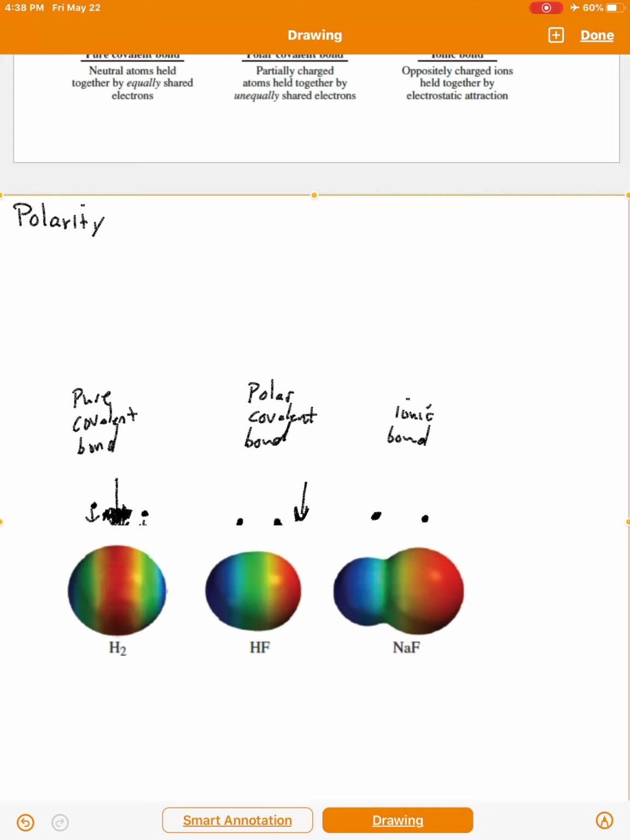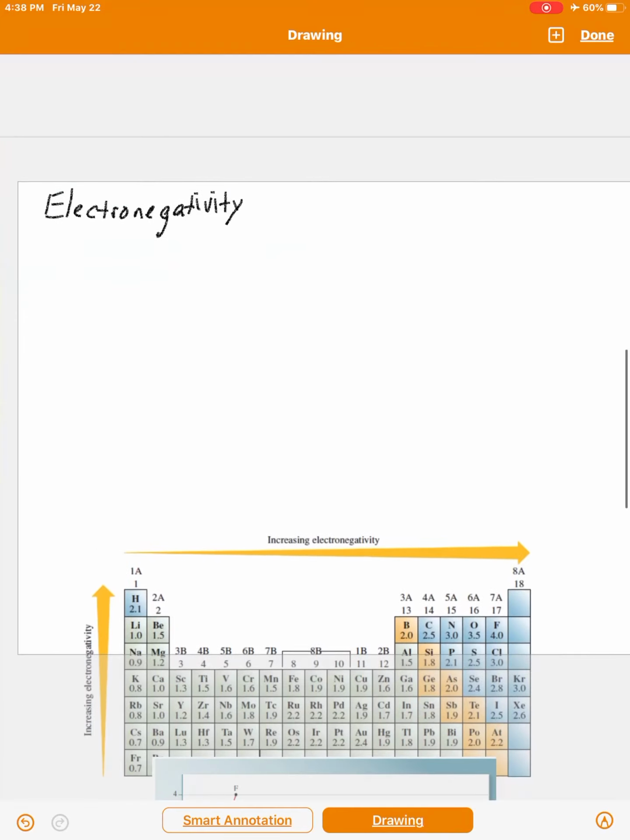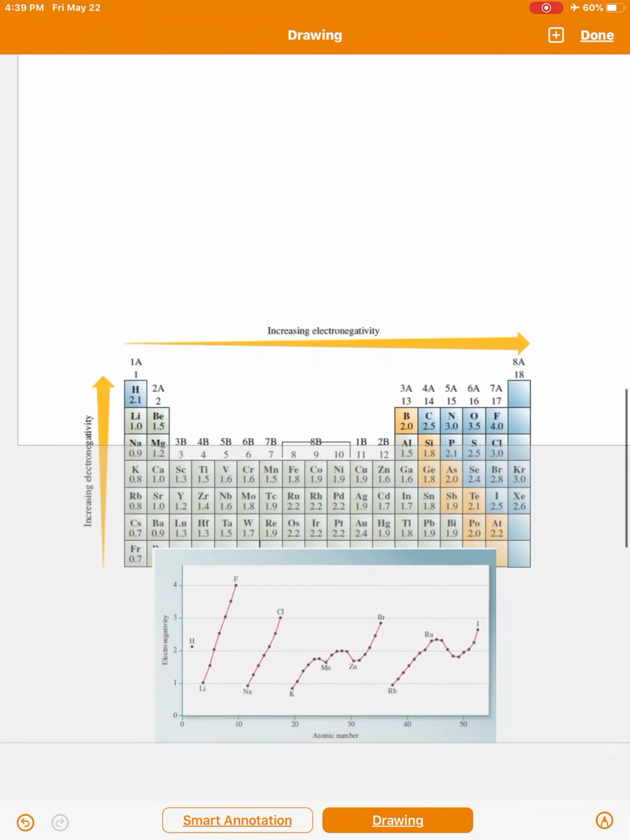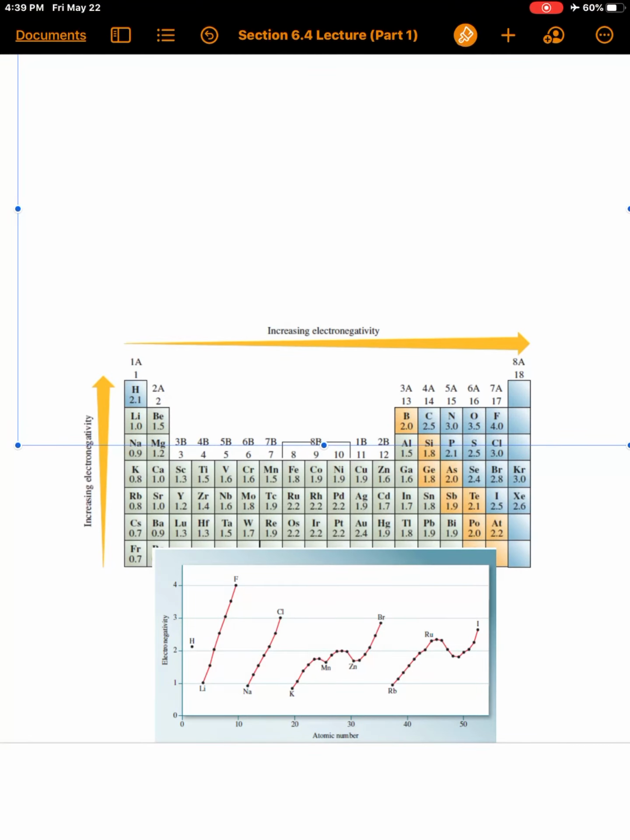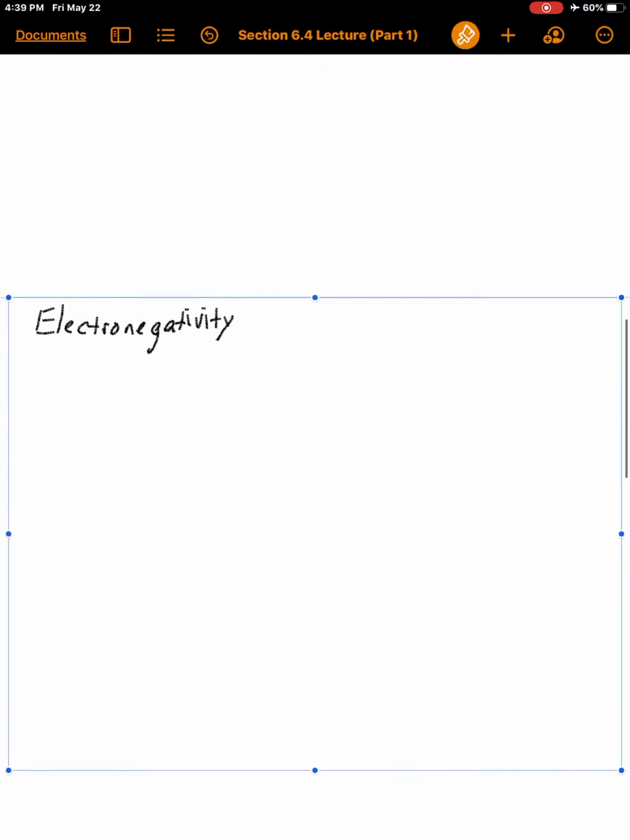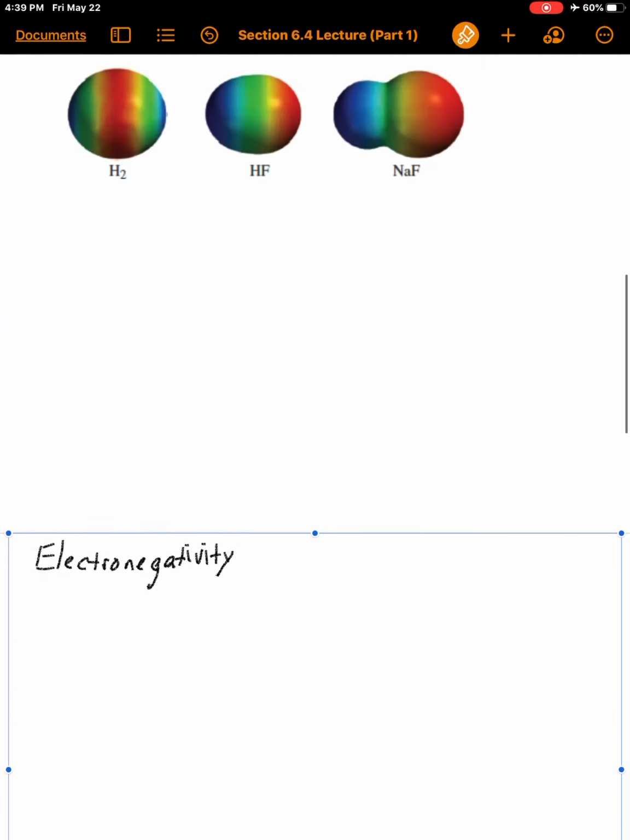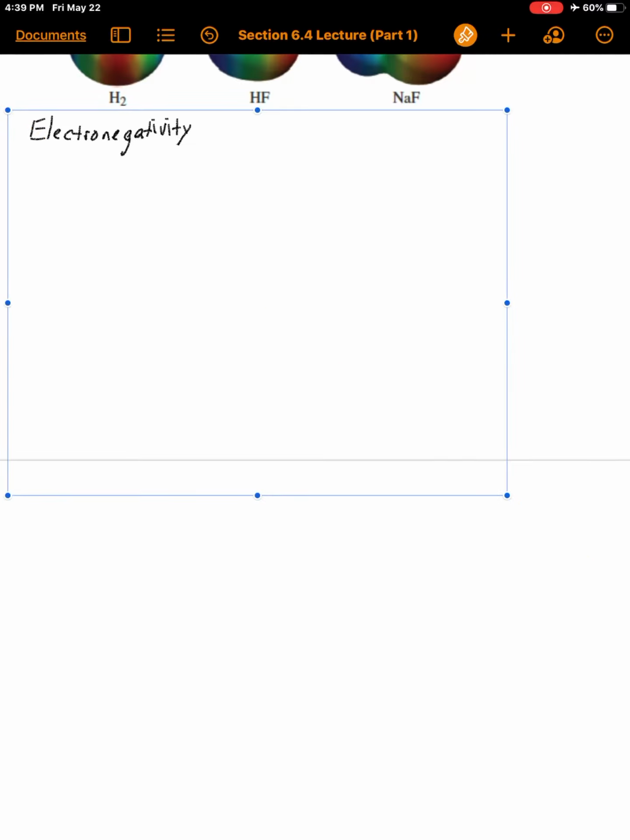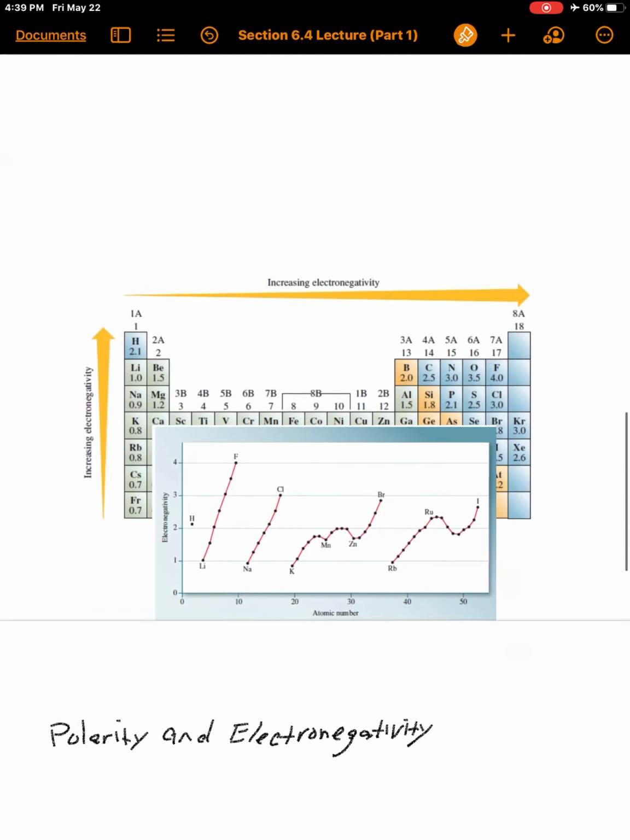So between hydrogen and fluorine, there's unequal sharing. Between sodium and fluorine is so unequal, there's like no sharing going on at all. So that leads us into a way of describing this, something called electronegativity. Electronegativity is a measure. It's something that we can tabulate. It is a measure of the tendency of an atom to pull electrons toward itself and away from the other atom that it's forming a bond with.